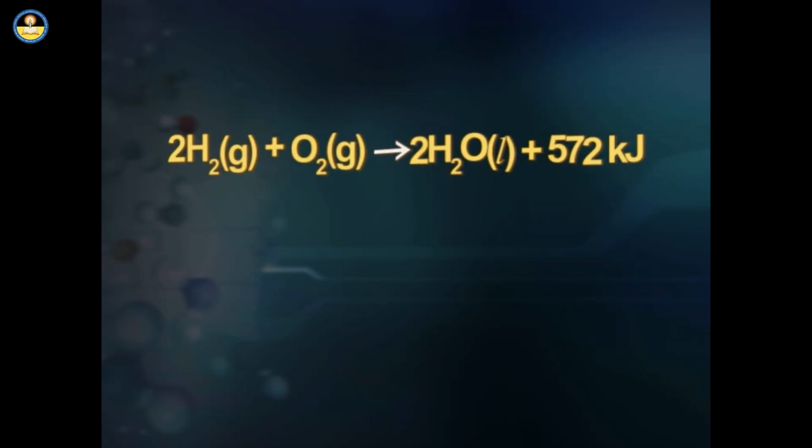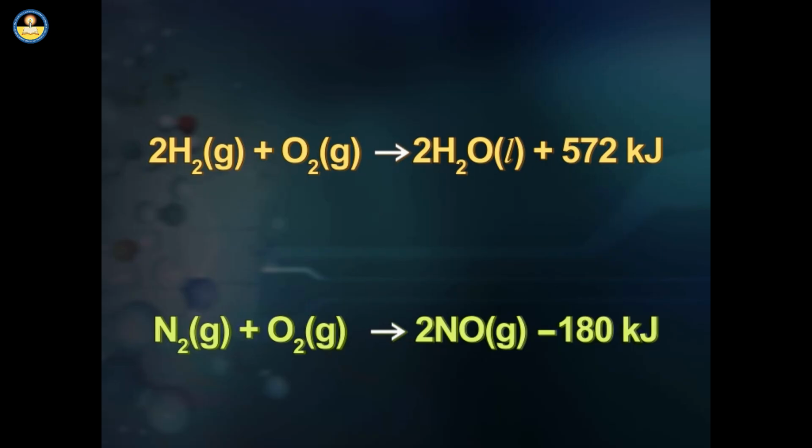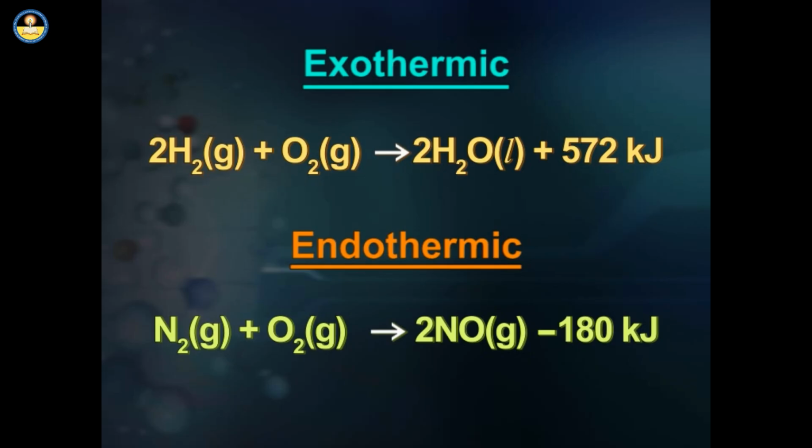The state symbols are of utmost significance for those chemical reactions which are accompanied by evolution or absorption of heat. They can be exothermic or endothermic. 2H2 in gaseous state reacts with oxygen in gaseous state to give 2H2O in liquid state along with 572 kilojoules of energy. This is an exothermic reaction in which heat is evolved.